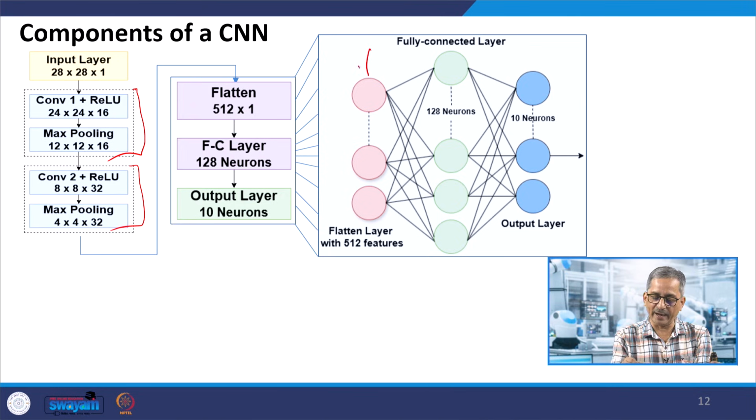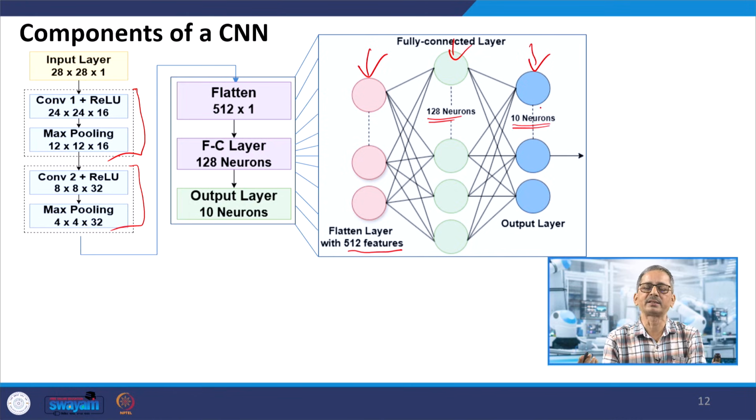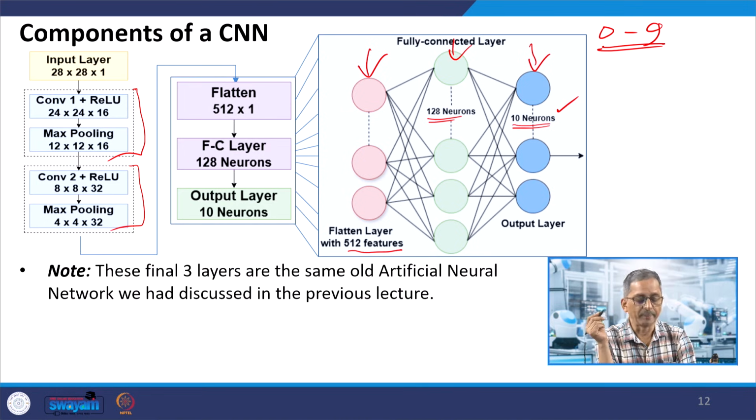So this is the flattened layer with 512 features, and this is your fully connected layer, and here you have the output layer. Say for the fully connected layer I am taking 128 neurons, and for the output layer I am taking 10 outputs because my numbers are from 0 to 9. I am doing this for identification of numbers, so I need 10 outputs over here. Note these final 3 layers are the same old ANN we have discussed previously.